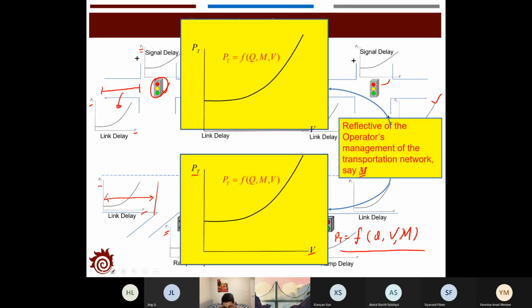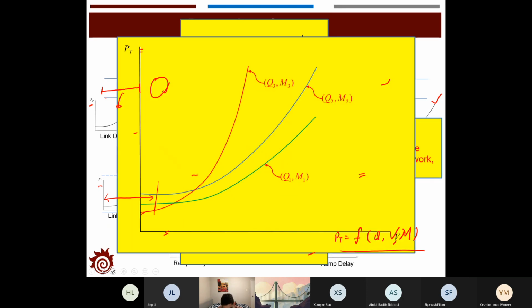And now we can put all these three together. Usually we can find the relationship between the cost and the volume. And if we have three different capacities, we have three segments, with three different capacities and management strategies.